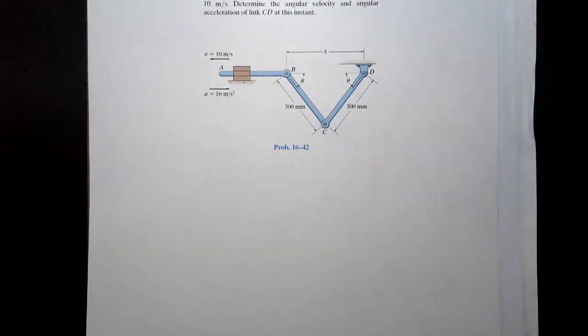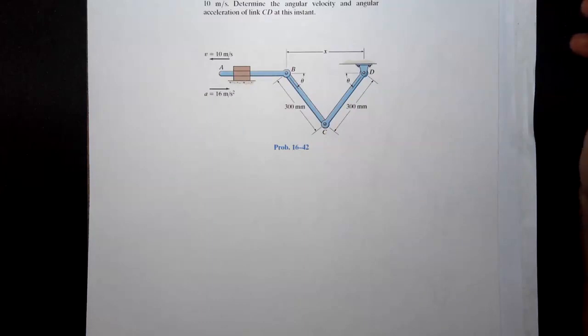Hello. In this video, we will go through chapter 16 in-class exercise 2. This is the problem from absolute motion analysis for rigid body for general plane motion. Let's read the problem statement.